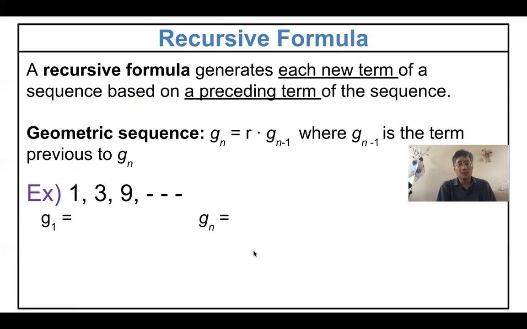Now, the recursive formula. We learned what the recursive formula is in the previous lesson. But again, a recursive formula generates each new term of a sequence based on a preceding term, which is the previous term of the sequence. For a geometric sequence, you multiply the common ratio to the previous term, g n minus 1, right? And you should state the first term. So g1 is 1. g n, again, is 3 times the previous term, right?